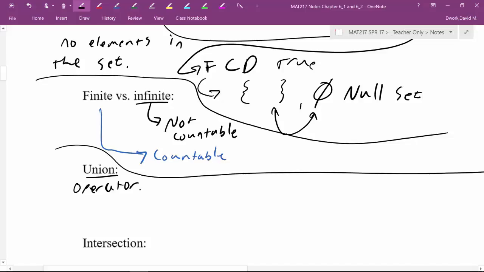Okay, and what it's saying is very, very simple. All it's saying is if I had a set A, and let's say it had the numbers in it 1, 2, and 3. Whoops, that's supposed to be a bracket.